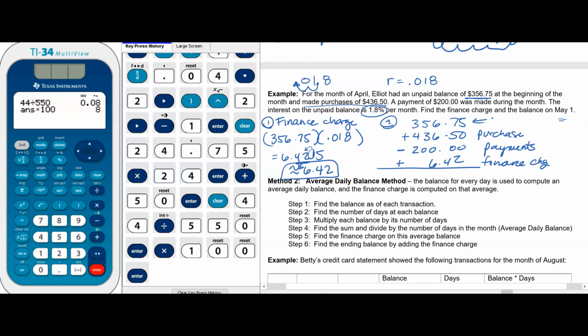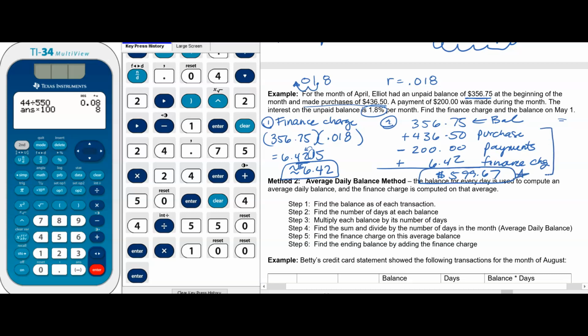So you start with the balance. You add any purchases, you subtract any payments, and then you make sure to add in that finance charge. And when you tally that all up, so add and subtract those, you end up getting $599.67, and that's your final answer.